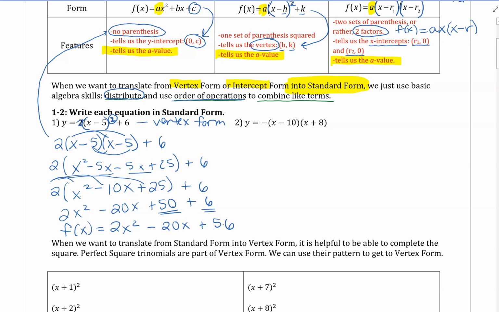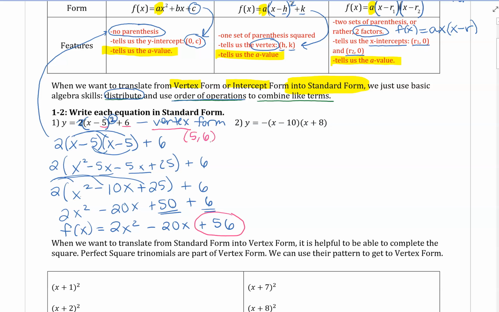So now that I have FOILed out my binomial, distributed my 2, and combined my like terms, I now have an expression that looks like ax squared plus bx plus c, which means I can now identify my y-intercept. My y-intercept for this graph is 56. Earlier, when the equation was in vertex form, I could identify the vertex. The vertex of this graph is at 5, 6.